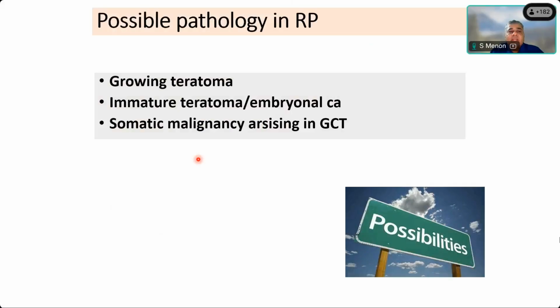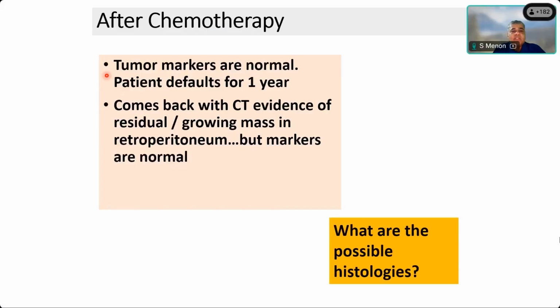It can be a growing teratoma. It can be an immature teratoma or embryonal carcinoma where the markers may not be raised, and the other thing is a somatic malignancy arising in a germ cell tumor. So what do you mean by growing teratoma? You may still have teratomatous tumors which are growing, and the markers would generally be normal in them. You won't have raised markers in this tumor.